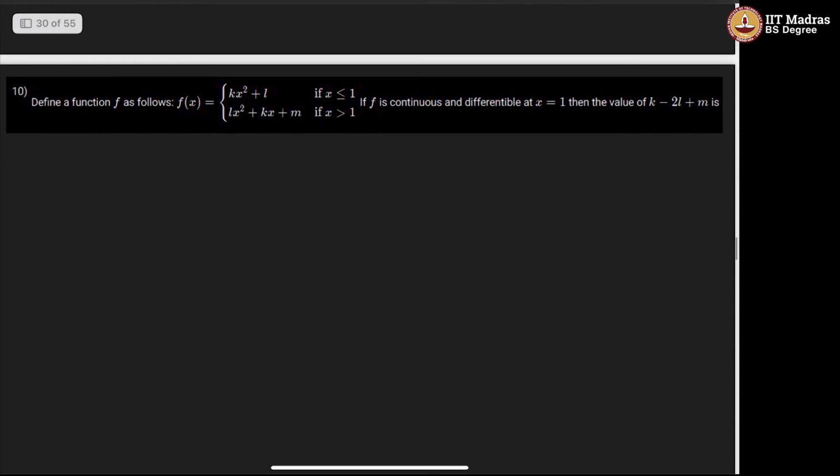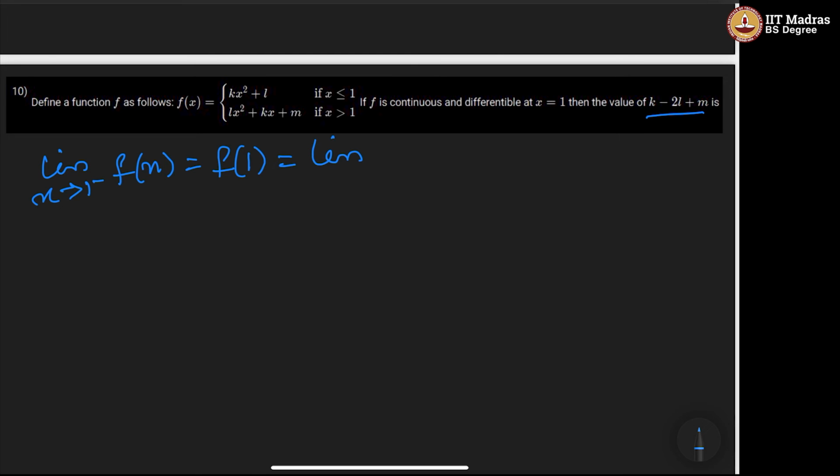Okay, this is the last question. So we have a function. Given that this function is continuous and differentiable at x equals 1, we have to calculate the value. Okay, if the function is continuous, then we know the limit x tending to 1 minus f(x) equals f(1) equals the limit x tending to 1 plus f(x), right?